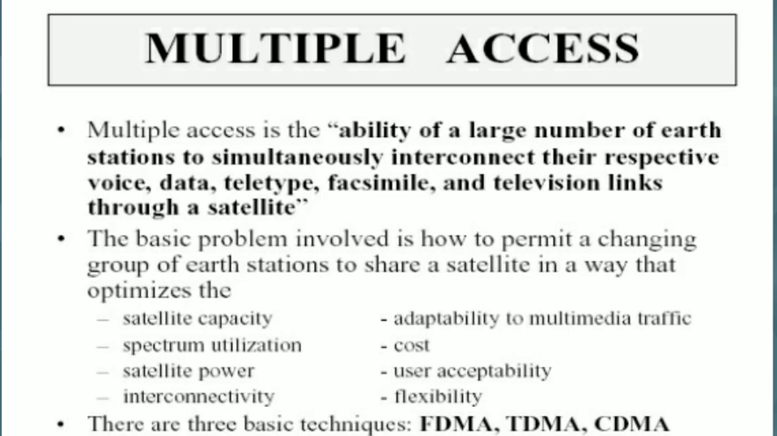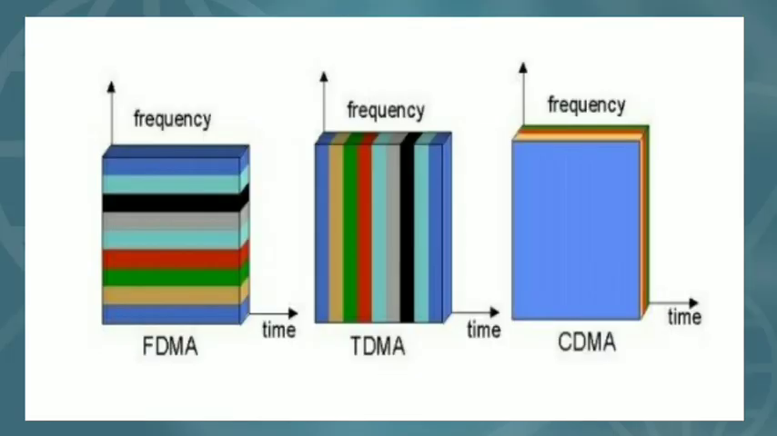And there are three basic techniques in multiple access, that is FDMA, TDMA, and CDMA. These are the main classifications of multiple access. In FDMA, the frequency is divided for each user. The second one is TDMA, time division multiple access, where each time slot is given to each user. And the third one, CDMA, where each code is separately given to each user.